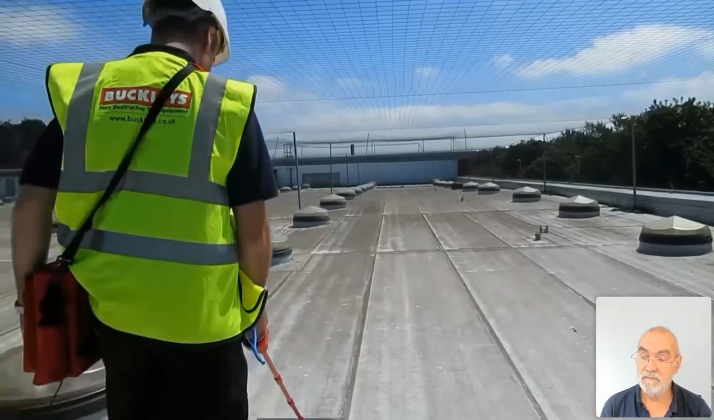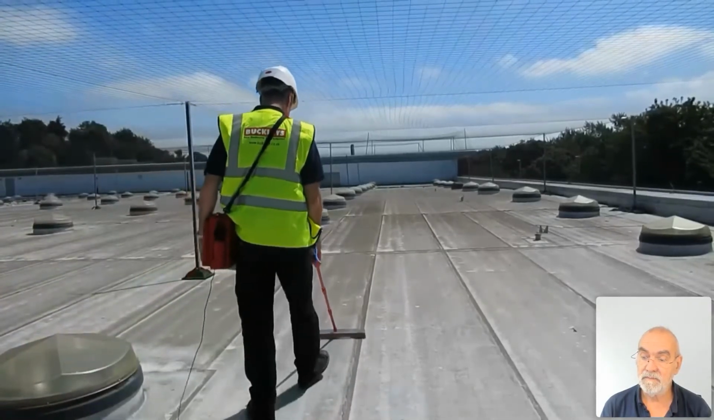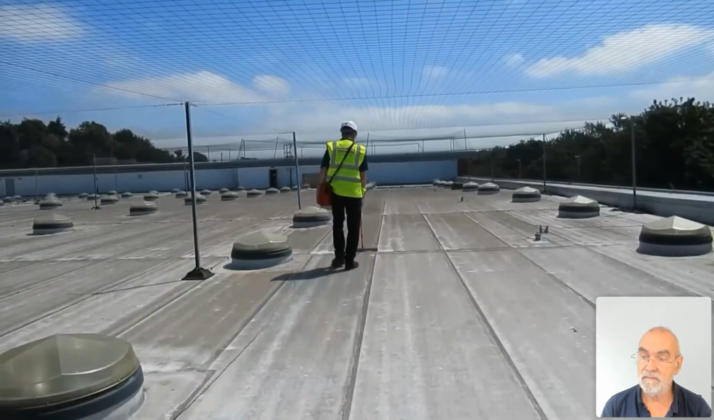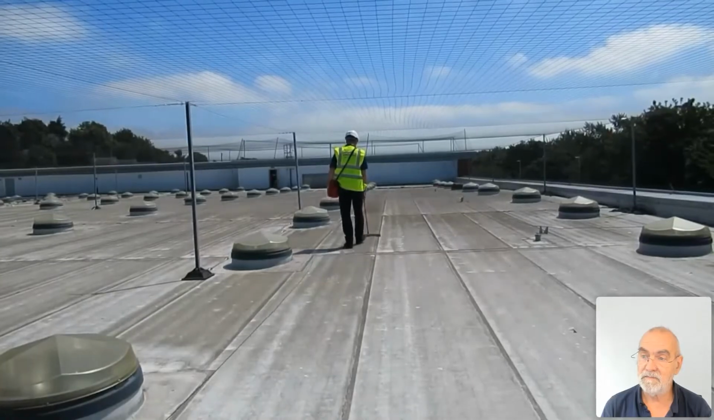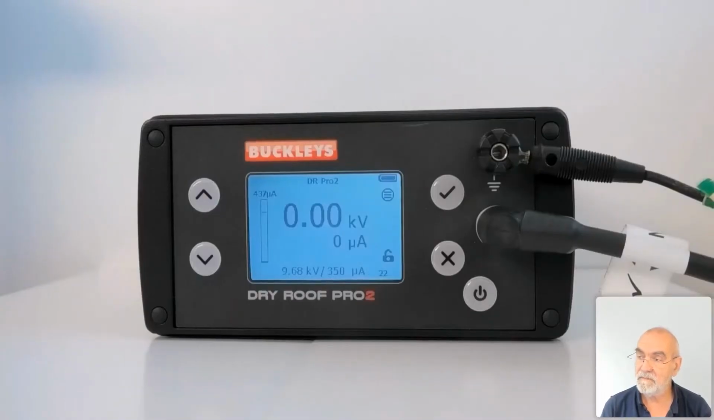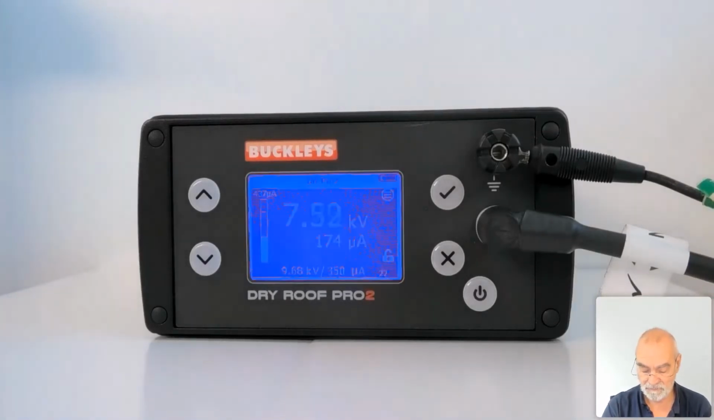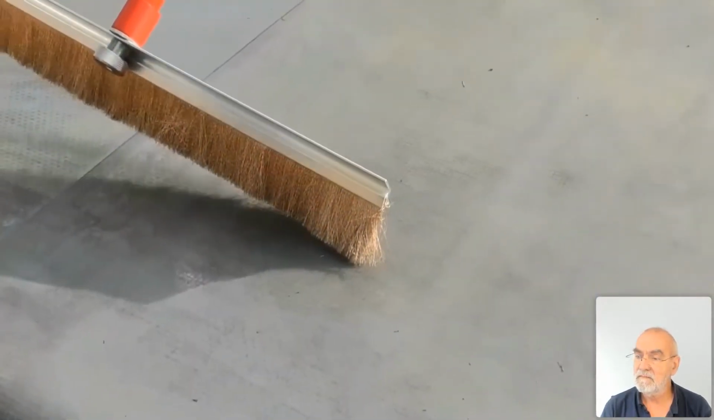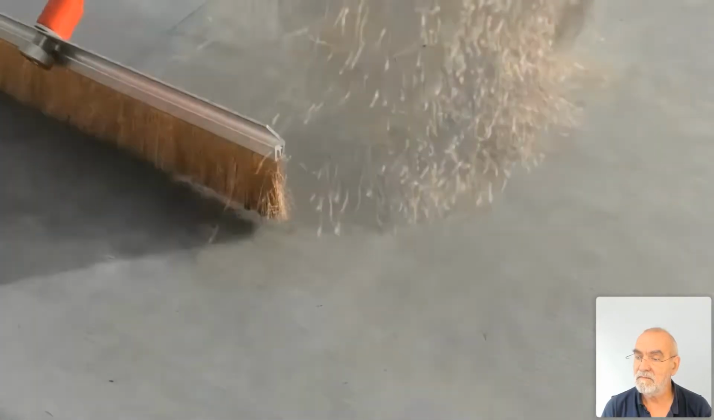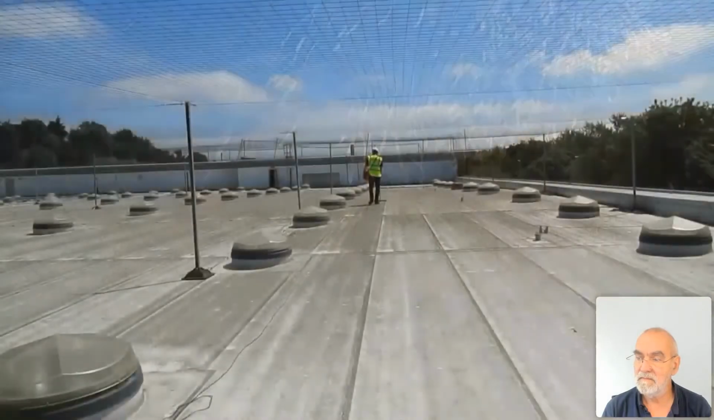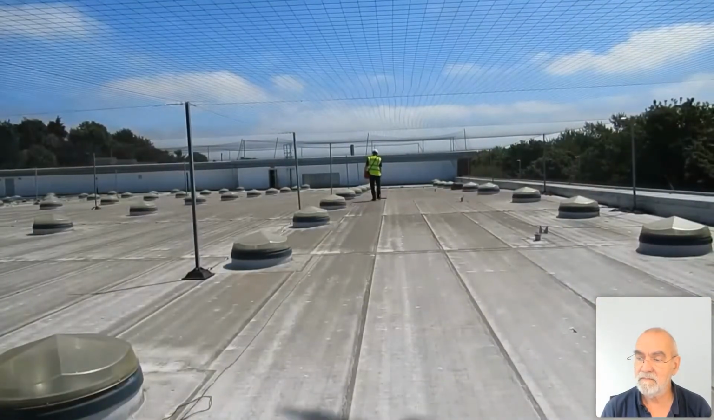Start by sweeping the electrode across the testing area. When a fault is detected, the instrument will sound an alarm and the screen will glow red. Use the corner of the electrode to identify the location of the fault. The spark should be visible to the naked eye. Mark the position of the fault and continue testing.